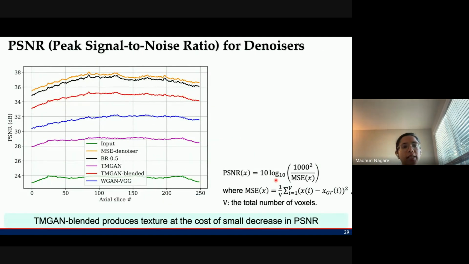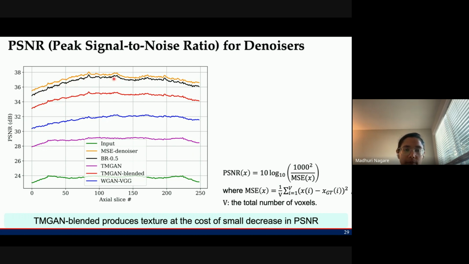So let's see the PSNR, peak signal to noise ratio, for these images or results. So the green is the PSNR of the input. Then the orange is the PSNR of the mean square error. Mean square error is optimized to maximize the PSNR, so it would give the maximum PSNR. That's guaranteed. But PSNR is not a good metric of image quality because it tends to give a higher score to the smooth images.